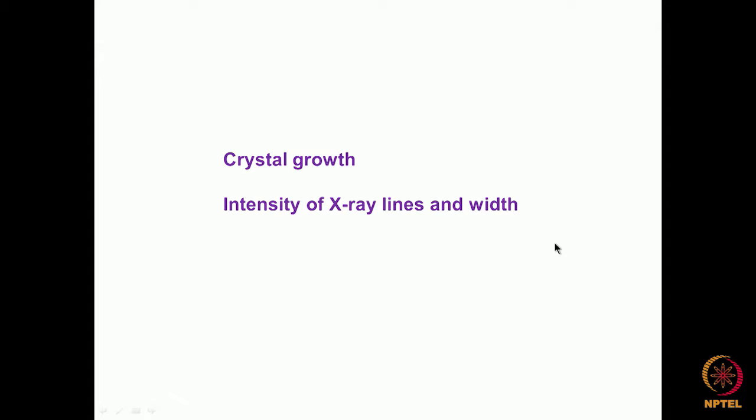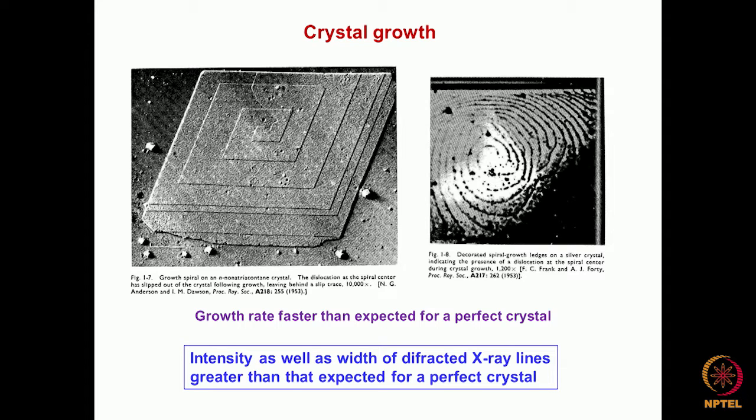So I talked about crystal growth. And what is the proof of crystal growth? When one looks at the surface of the crystal, one can see some sort of ledges, which is essentially a circular one. This is associated with a screw dislocation which is present there.